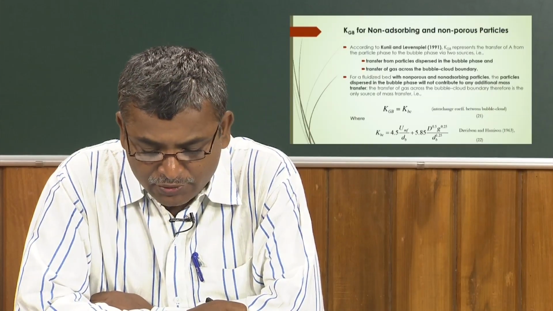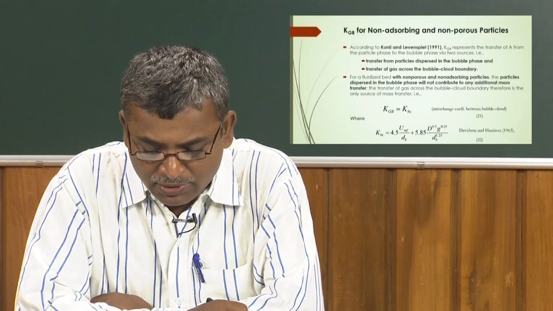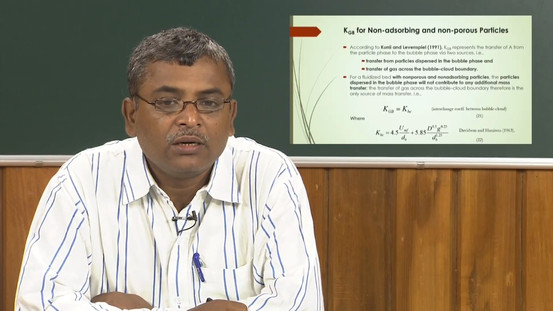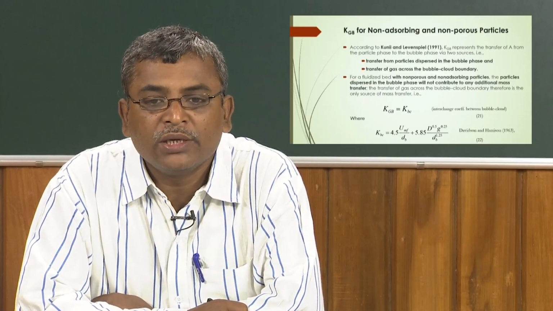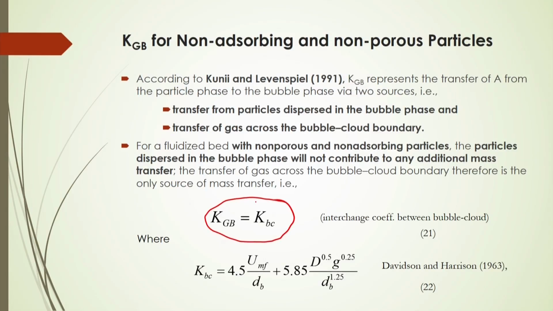Now, for a fluidized bed with non-porous and non-adsorbing particles, the particles dispersed in the bubble phase will not contribute to any additional mass transfer. So, that is why the transfer of gas across the bubble cloud boundary is the only source of mass transfer inside the bed. So, there will be that transfer coefficient with Kgb equal to Kbc here. So in that case it is important that the particles dispersed in the bubble phase give no additional mass transfer coefficient.